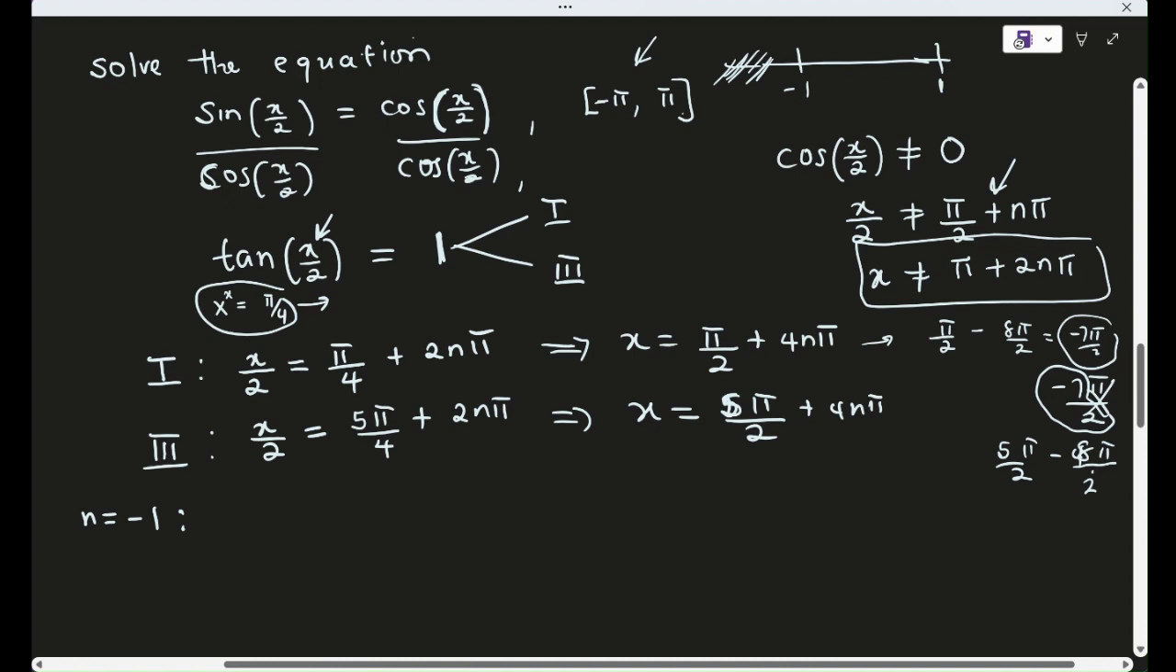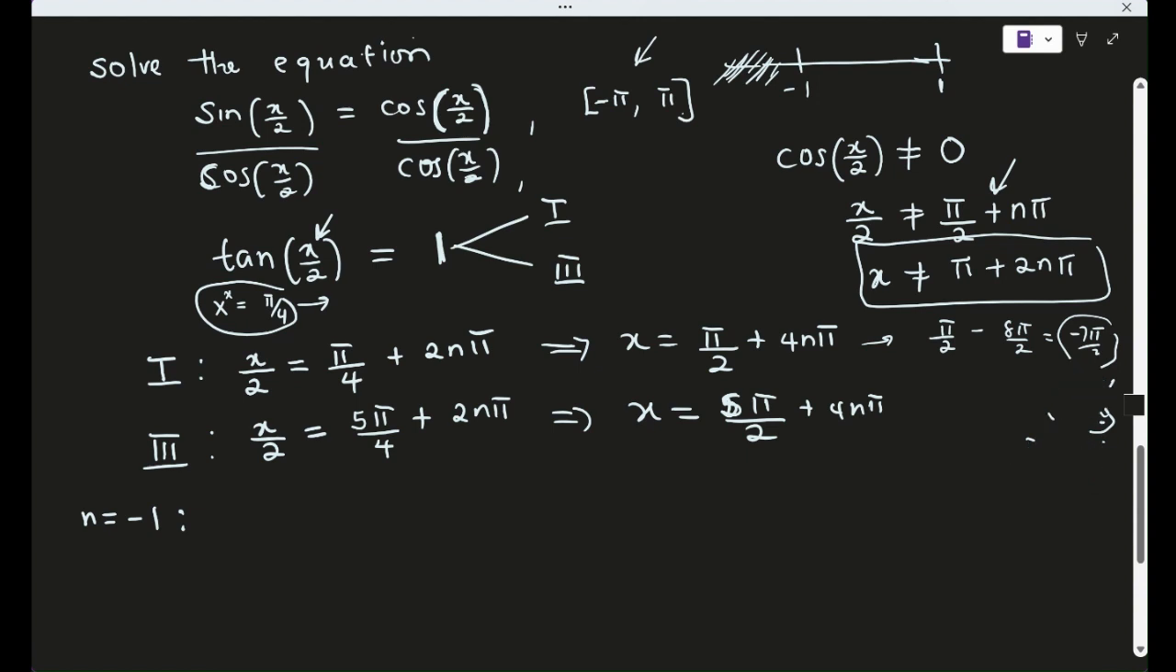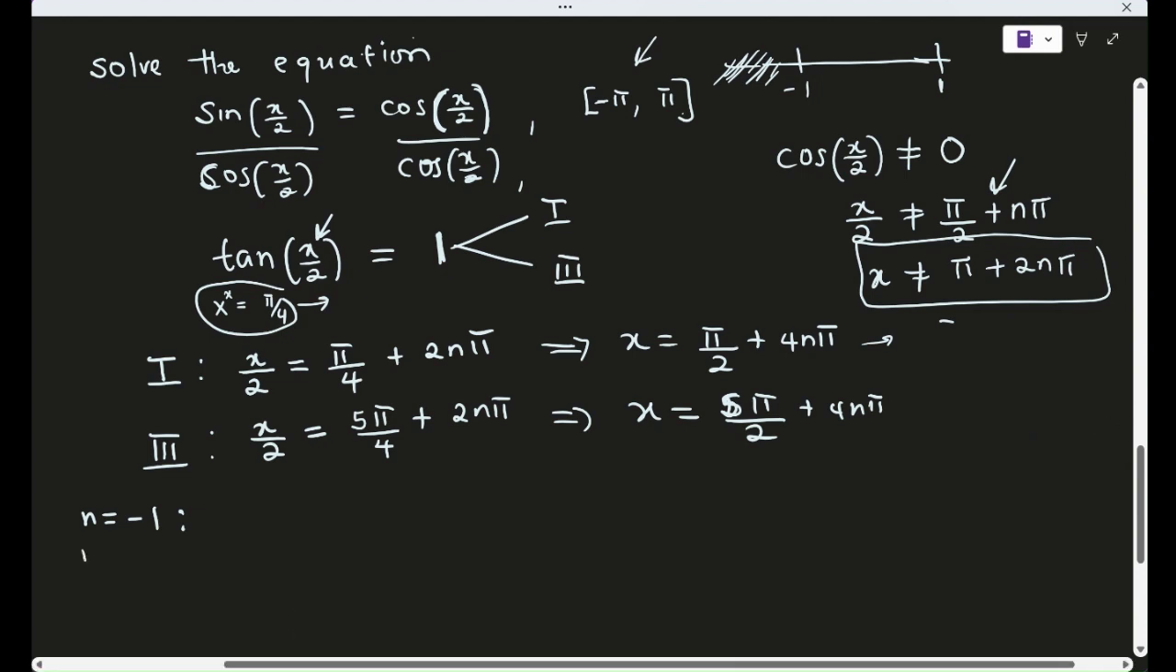Okay, so this will give you minus 3 pi over 2. So minus 3 pi over 2 is also outside the range, so you cannot take any of it. Now, it means it's not going to work for n equals minus 1. So we are left with what? When n equals what?